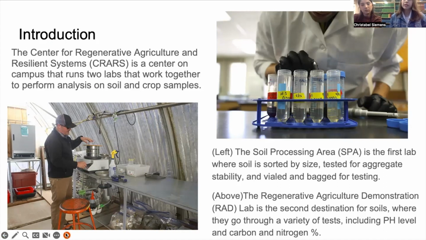And then you can see in the above picture that was taken at the Regenerative Agriculture Demonstration Lab, also called the RAD Lab. This is the second destination that soils go to when they're being processed by CRARS. Here they go through a variety of tests, including testing the pH level of the soil as well as the carbon and nitrogen percentage.